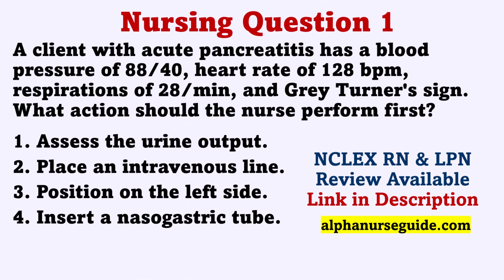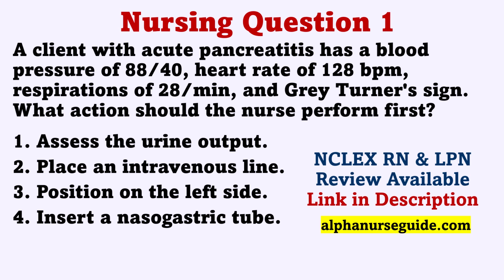A client with acute pancreatitis has a blood pressure of 88/40, heart rate of 128 beats per minute, respirations of 28 breaths per minute, and Gray-Turner's sign. What action should the nurse perform first? 1. Assess the urine output. 2. Place an intravenous line. 3. Position on the left side. 4. Insert a nasogastric tube.